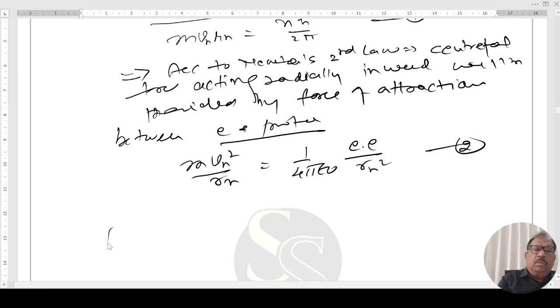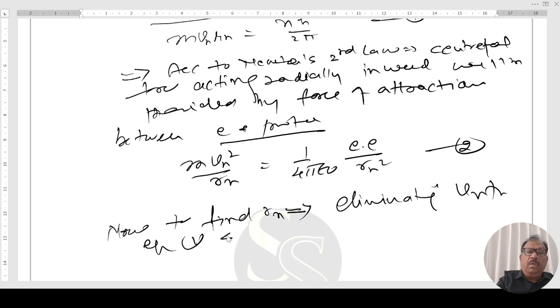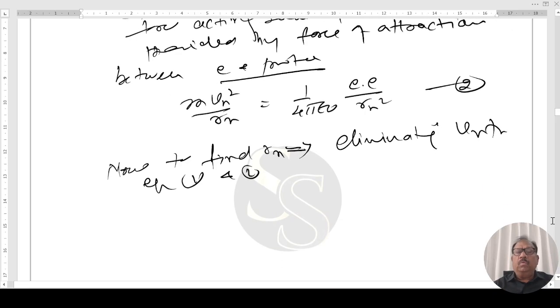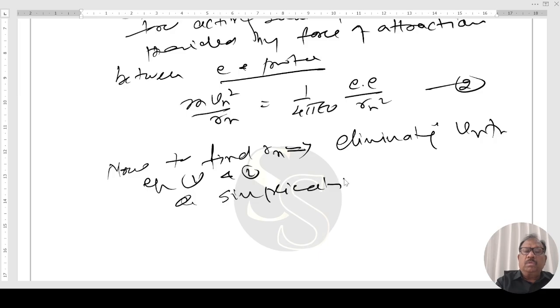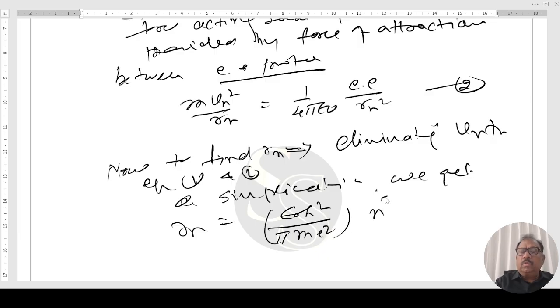Now, to find Rn, eliminating Vn from equations 1 and 2. On simplification, a simple calculation, we get Rn equals epsilon naught h square upon pi m e square into n square.